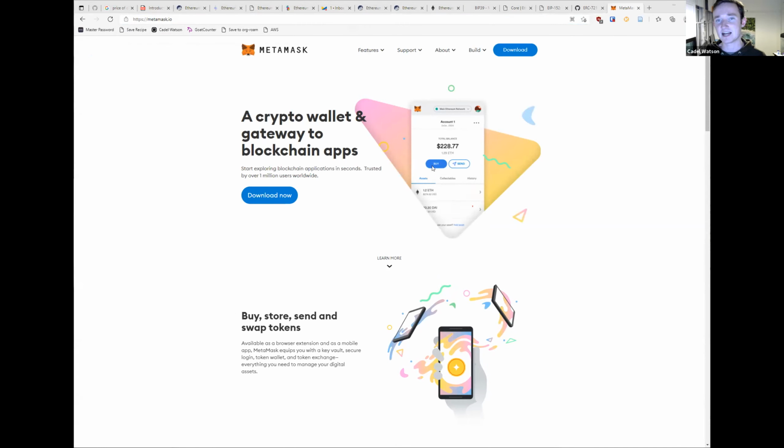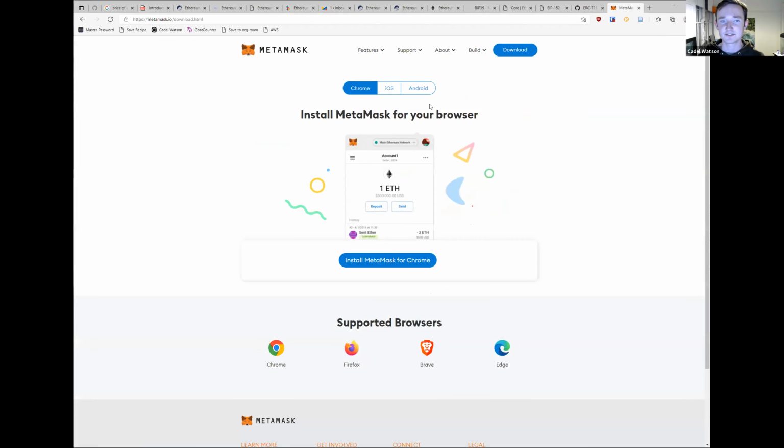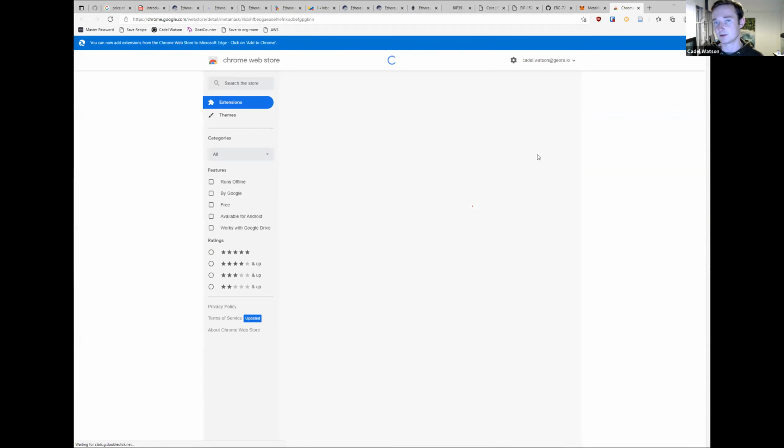And this is a gateway. So MetaMask runs a bunch of nodes. I don't know how many, maybe 10 or so on the Ethereum network. And then they provide this gateway for us to access their nodes and run transactions on them. So once you're on this MetaMask website, just go to the download section. You can choose whatever browser you're on and click the install button. And it's just like installing an ad blocker or something like that.